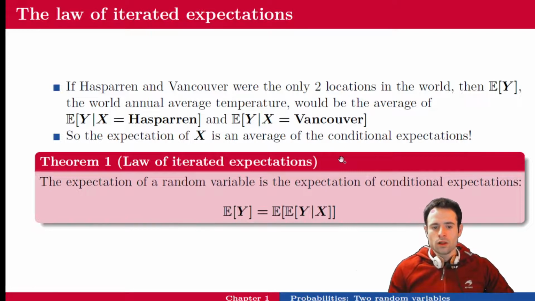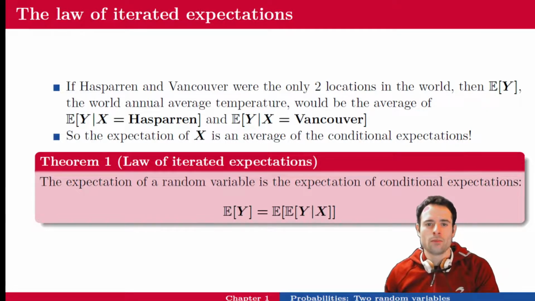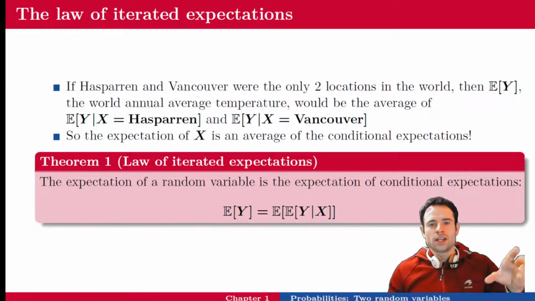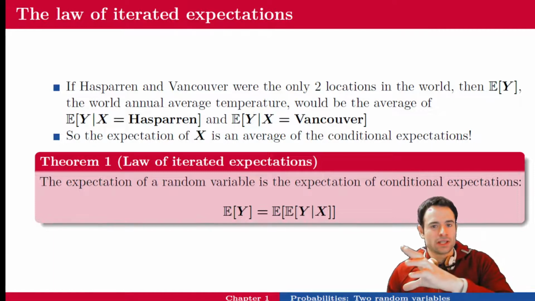And this is what we call the law of iterated expectations. We iterate, we take an expectation of an expectation. And if I had a third variable to condition on, another z, given x and given z, then I would have to take the expectation of the expectation of expectations.